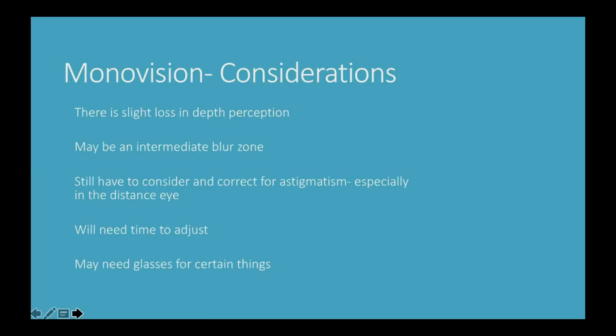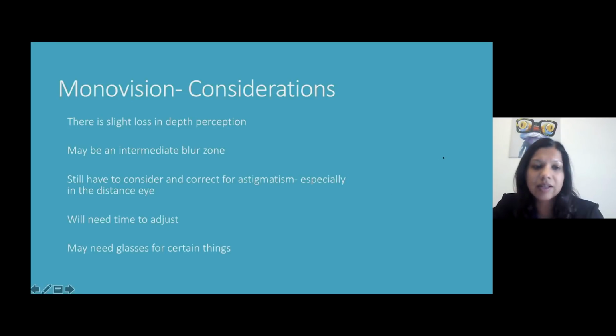Again, with astigmatism, you still have to consider and correct for astigmatism, especially in the distance eye. Depending on the amount of astigmatism, if it's not very much, you can probably get away with not correcting it in the near eye, but for the distance, you definitely want to correct even a small amount of astigmatism. And you also need time to adjust. Your brain needs time to get used to the different targets.